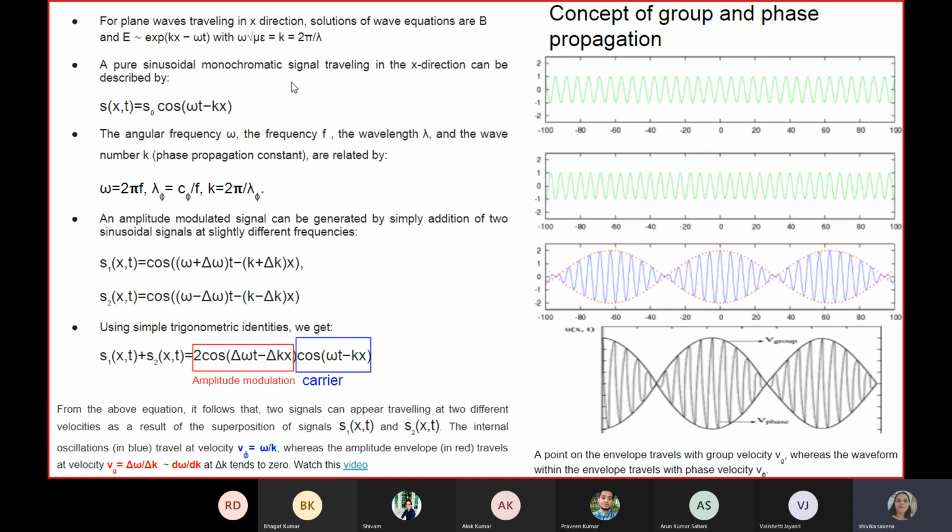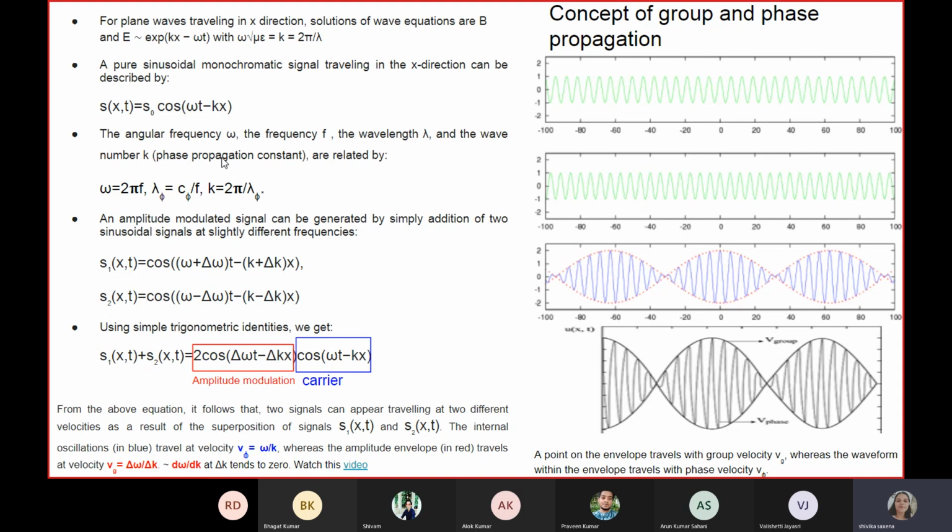If we imagine a pure sinusoidal monochromatic signal traveling in the x direction, this can be described by this form: S(x,t) = S0 cos(omega t minus kx), where omega is the angular frequency, f is the frequency, lambda is the wavelength, and k is the wave number. This is also known as the phase propagation constant.